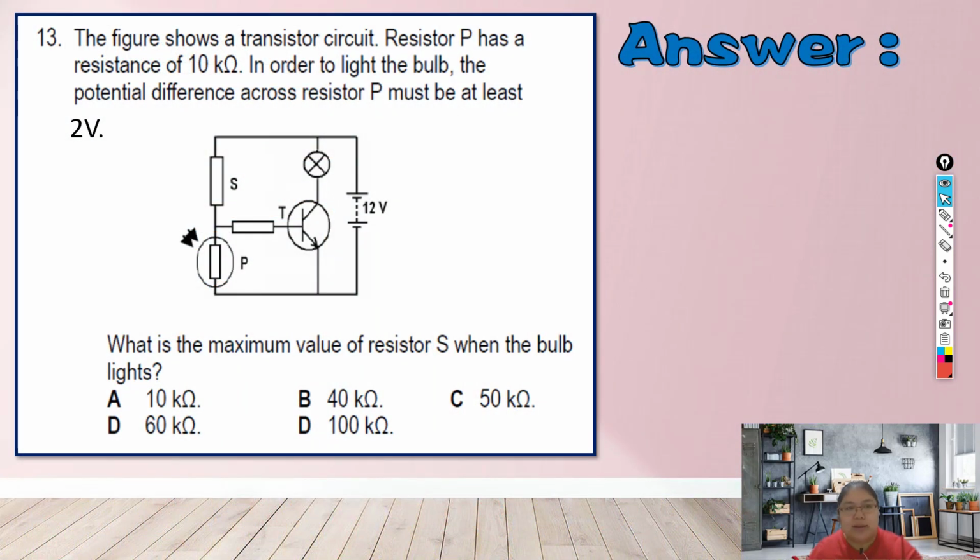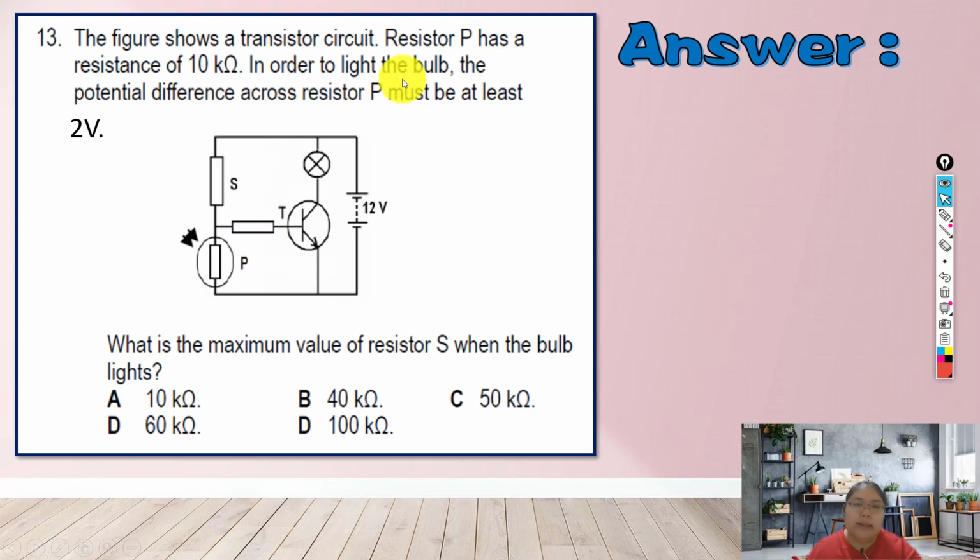Okay, this one is question 13. We see what they want. First, they say they're using a transistor circuit. They got two resistors, P and S. The resistor P has a resistance of 10 kilo ohm. That means P is actually an LDR, so the resistance changes during the day and the night.